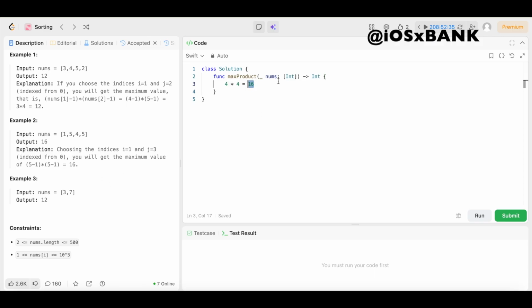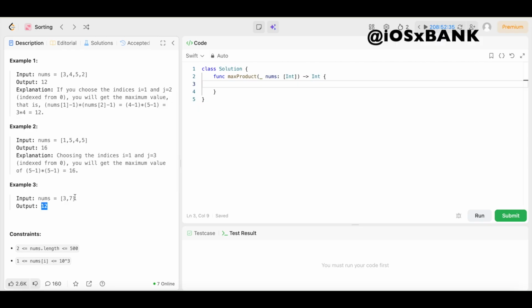Boom. And just in case that didn't make sense, let's take the last example, but certainly not least, example 3. So in example 3, our input nums equals an array of integers 3 and 7. The output is 12 because, let's go through it, 3 minus 1 equals 2. Then we have 7 minus 1 equals 6. Then we multiply 2 times 6, right? So 2 times 6 equals 12. And that's how we got 12. So I hope that makes sense.